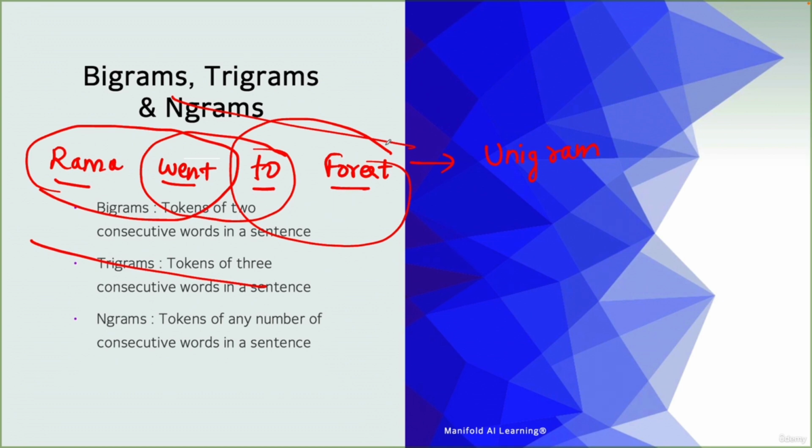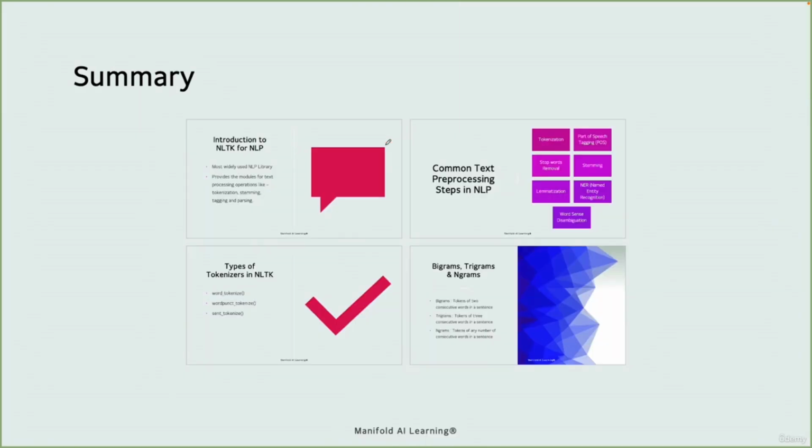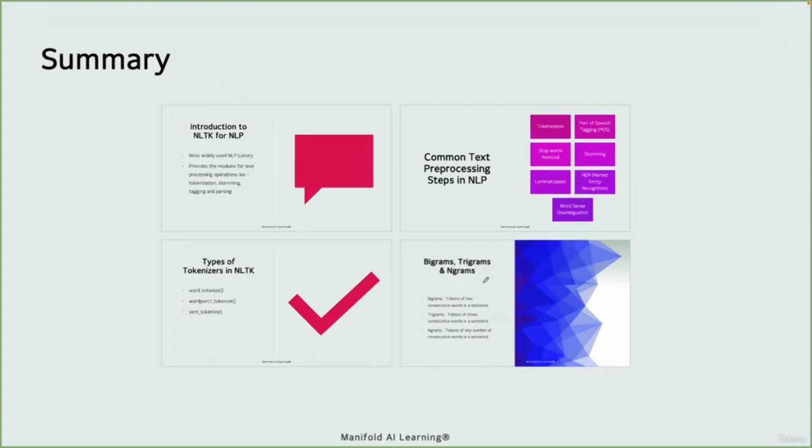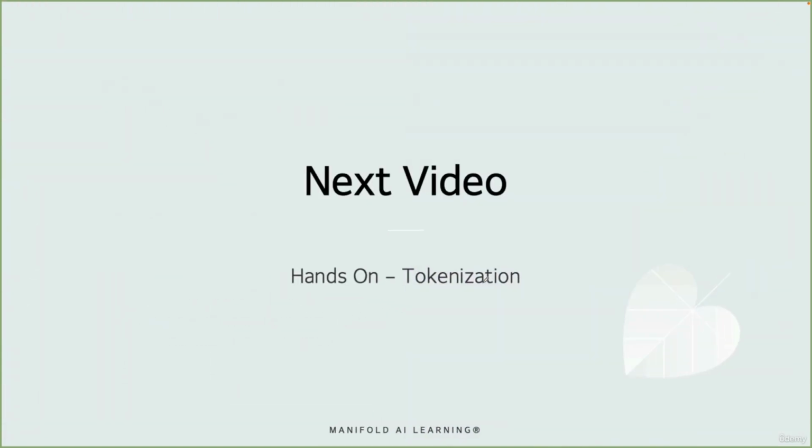So as part of your learning journey in this video, you have learned about what exactly this NLTK library is, the common text pre-processing steps that we perform in NLP, and then you have looked into the various tokenizers that we have in NLP, especially using our NLTK library, and the concept of bigrams, trigrams, and n-grams. So with this understanding, let's go ahead and implement this in a hands-on manner using the NLTK library in the Python programming language. So I'll see you in the next video.